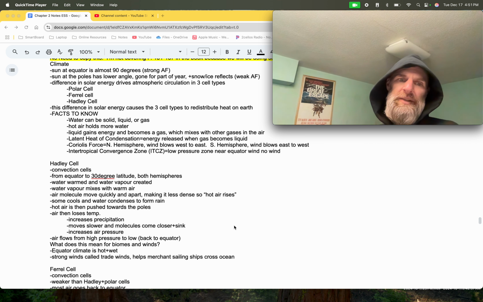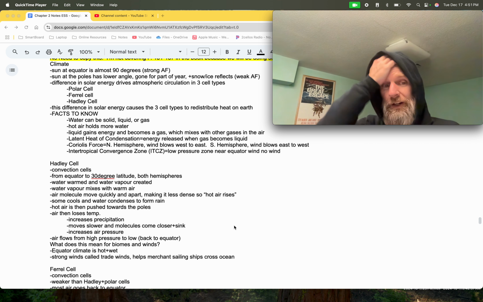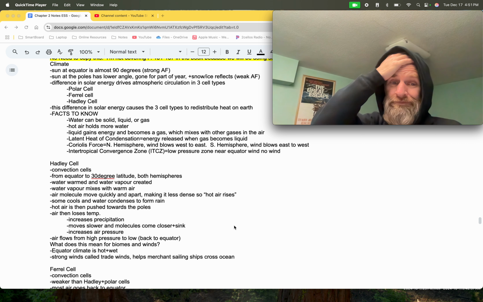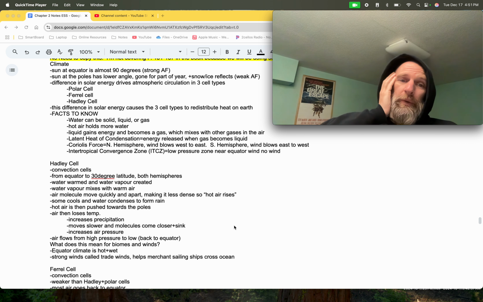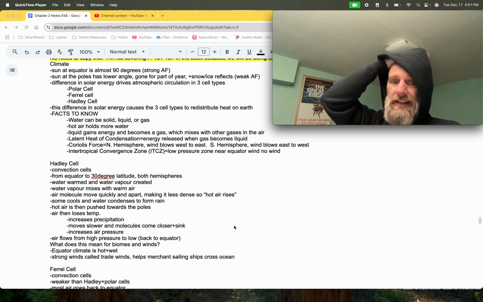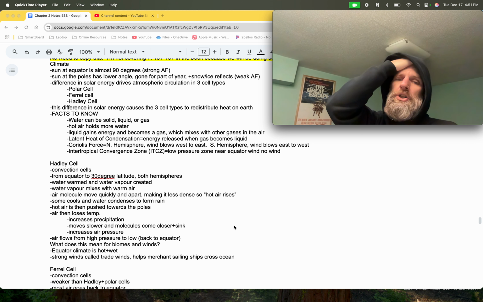So, what does this mean for biomes plus winds? The equator climate is hot and wet. Boom. All right. Strong winds called trade winds help merchant sailing ships cross the ocean.